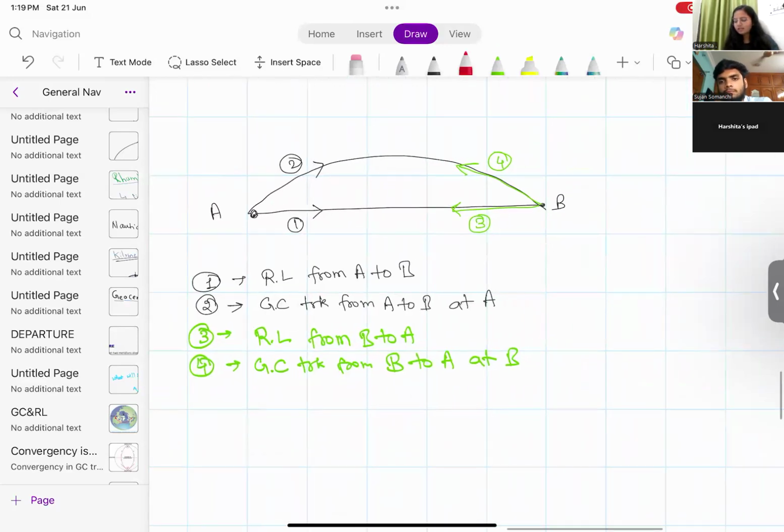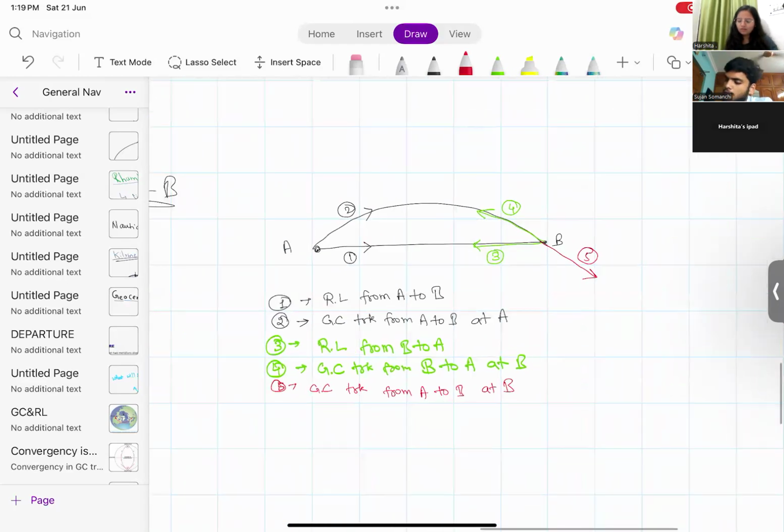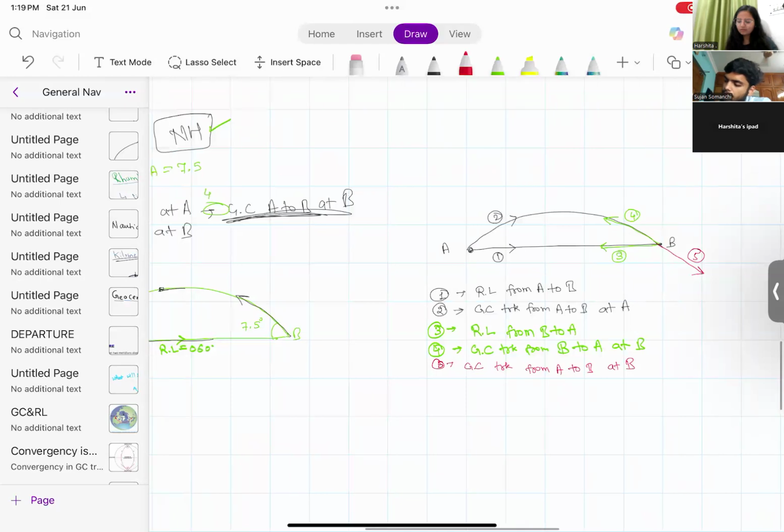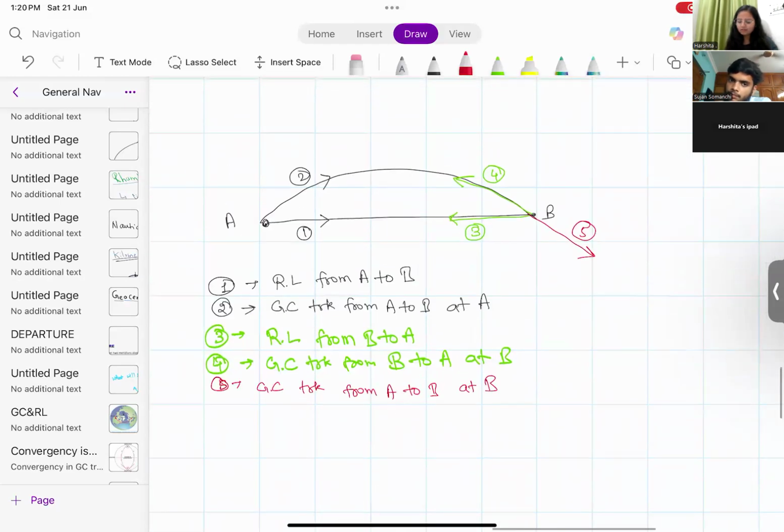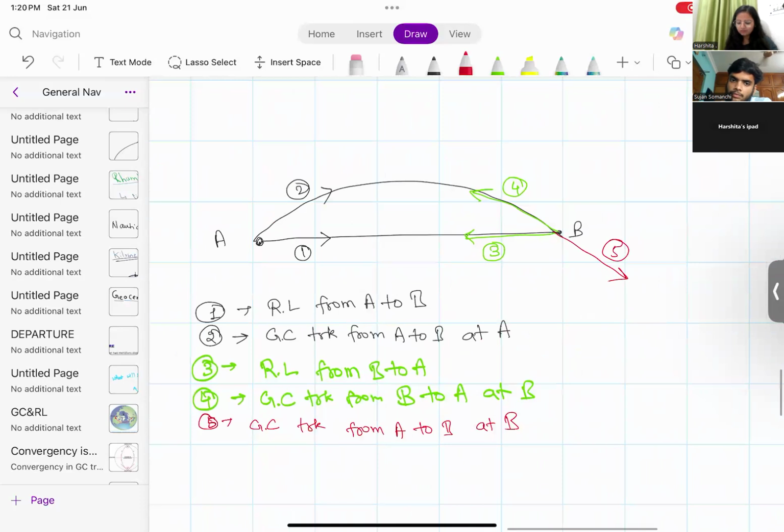If I drew something like this, it is great circle track from A direction to B direction, but we are measuring it at B. You can take a screenshot of this one. It will be helpful. Or I will just share it with you later, whatever helps.